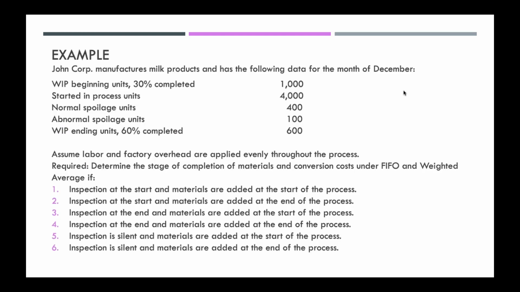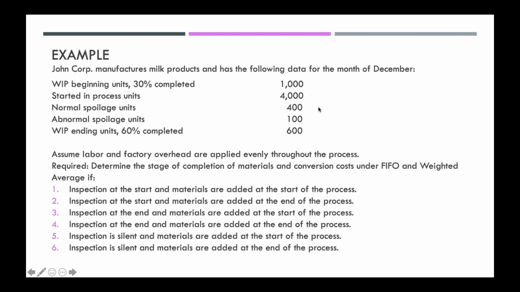Okay, meron tayong example dito. We'll just have to identify the work done or the stage of completion para ma-practice natin yung table natin kanina. John Corporation manufactures milk products and has the following data for the month of December. We have work in process beginning, which is 30% complete, 1,000 units. Started in process units, 4,000. So lahat ng ia-account natin is 5,000 units.